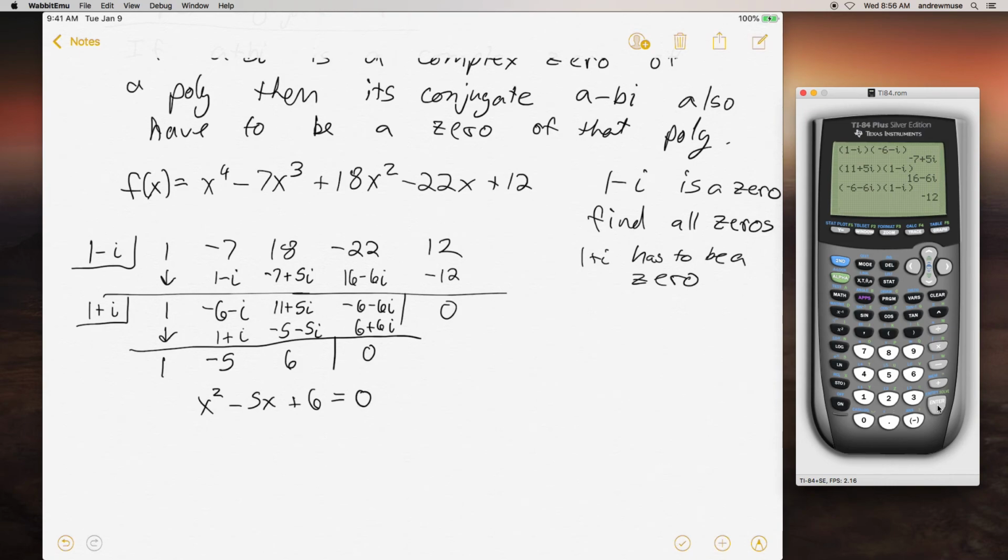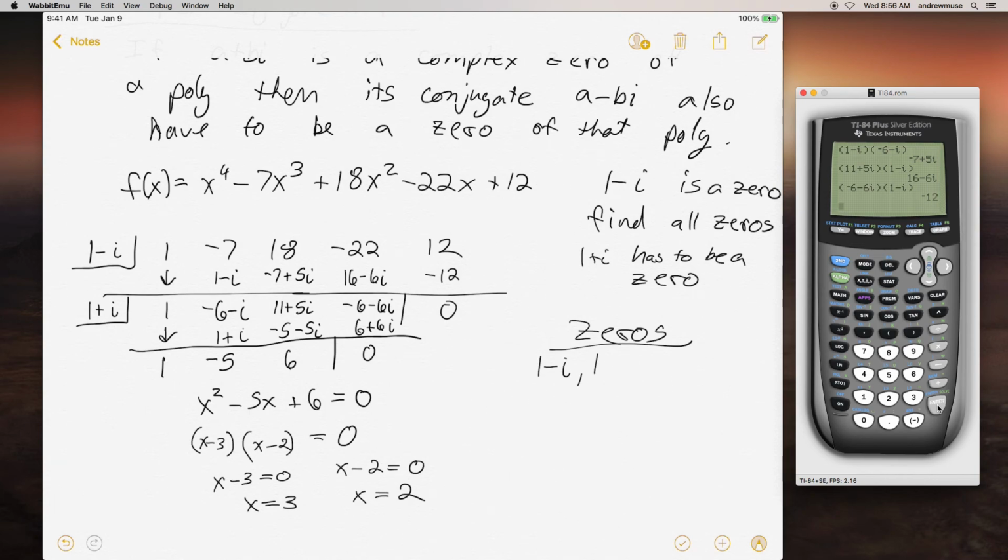And look, it factors. x minus 3, x minus 2. So we get 3 and 2. So, to answer the question, what are the zeros of the polynomial? 1 minus i, 1 plus i, 3 and 2. Okay?